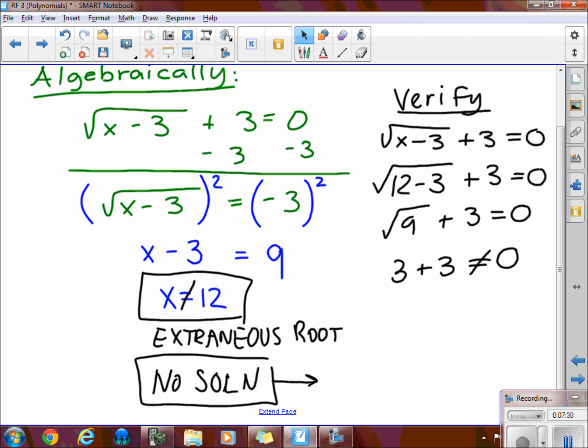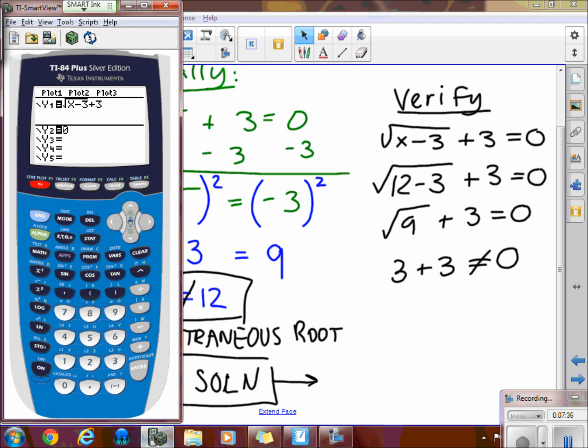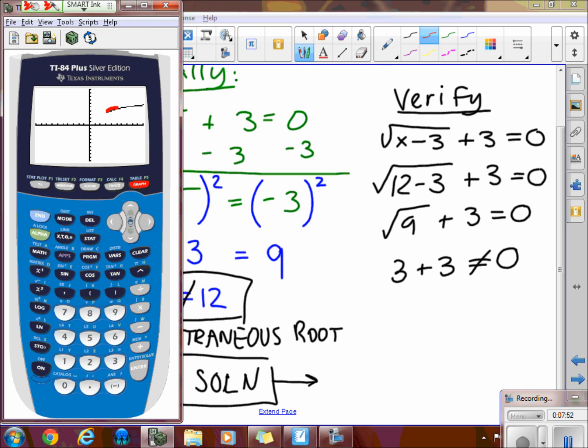To show how this would look if there's no solution, what we'd actually see. So we have our two equations in y1 and y2 on either side of the equal sign. And we're going to go right back to where we did it before. Because this is equal to 0, we can either find a zero or x-intercept, or we could say, here's the radical, here's the line y equals 0. They're not intersecting. Therefore, there is no solution. So graphically, we can also see that since there's no intersection point, there is no solution to this problem.